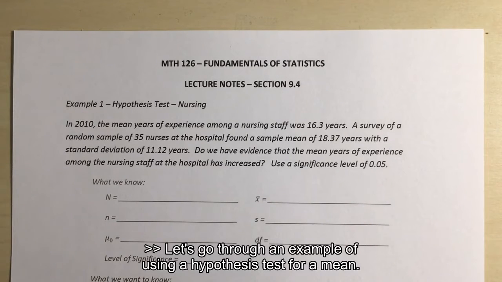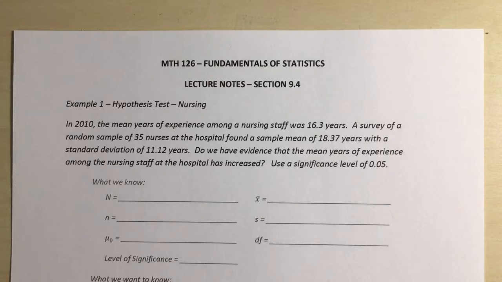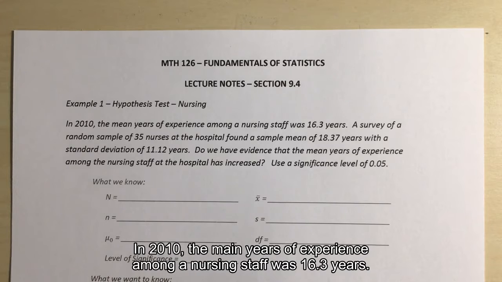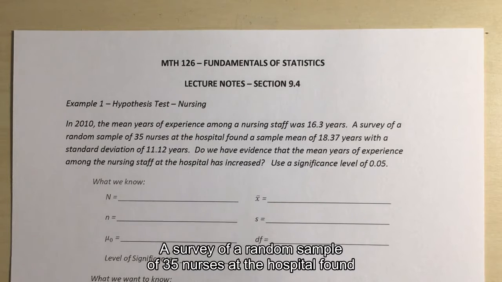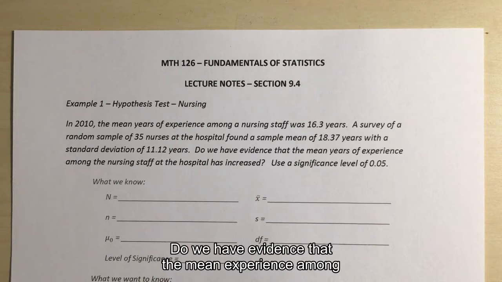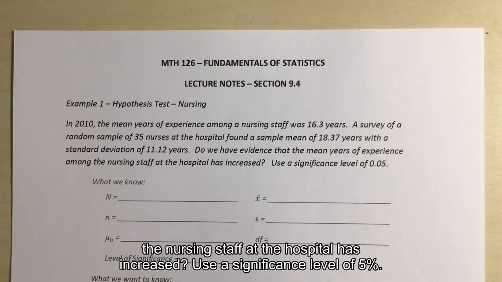All right, so let's go through an example of using a hypothesis test for a mean. In 2010, the mean years of experience among a nursing staff was 16.3 years. A survey of a random sample of 35 nurses at the hospital found a sample mean of 18.37 years with a standard deviation of 11.12 years. Do we have evidence that the mean experience among the nursing staff at the hospital has increased? Use a significance level of 5%.